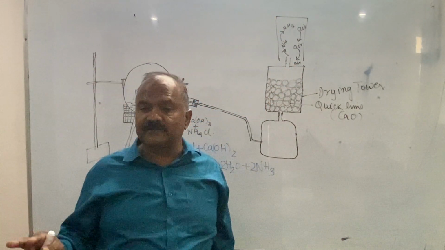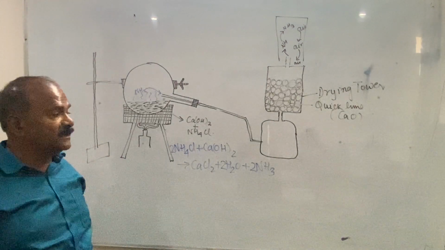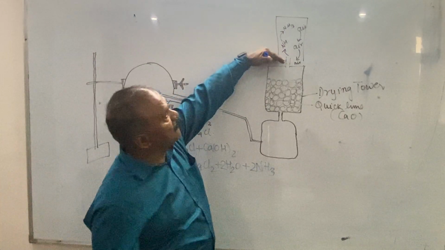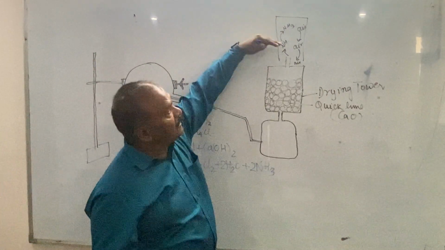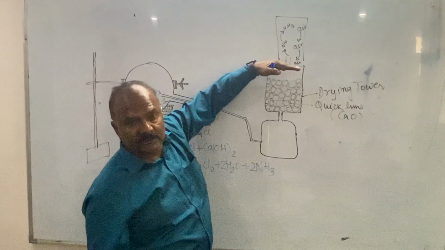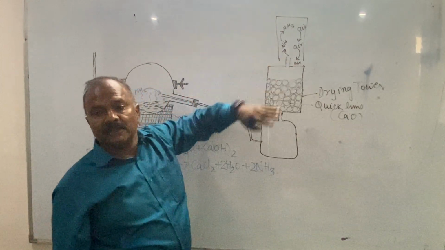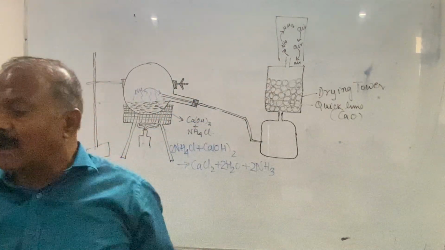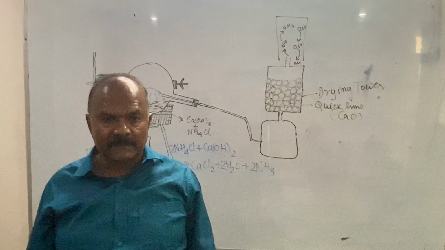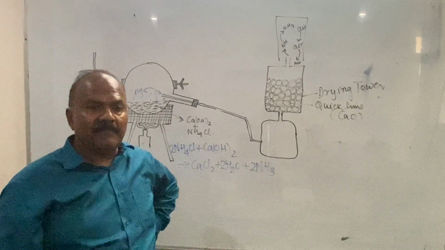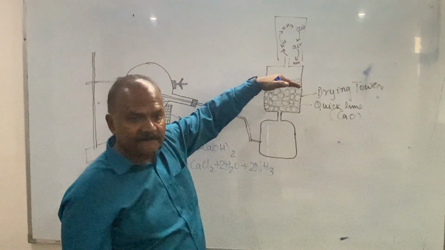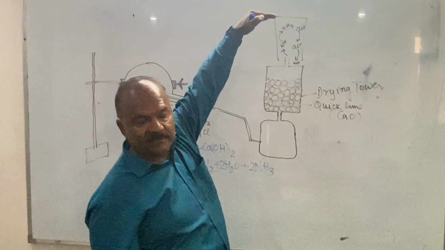Now ammonia gas is quite lighter than air. So what will happen? It will move up. Now look here. The ammonia gas will move up and the air which is here will be pushed downward, will be displaced downward. So ammonia, what is the method of collection? Ammonia gas can be collected by the downward displacement of air. The air is displaced downward and the ammonia is getting collected at the top.